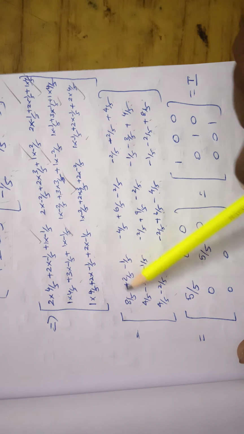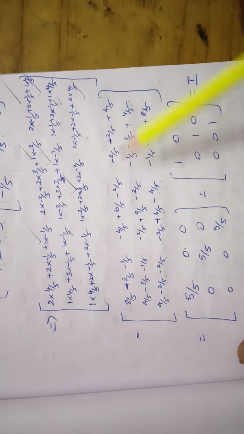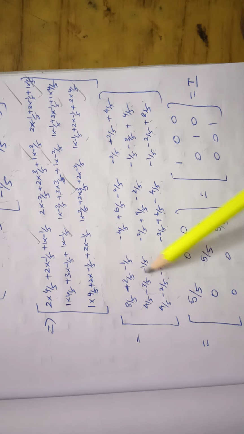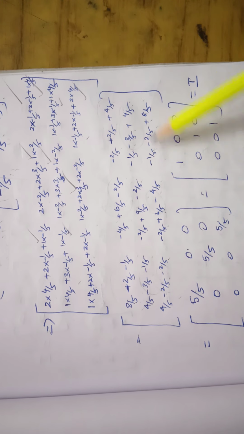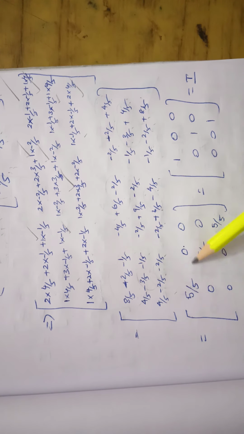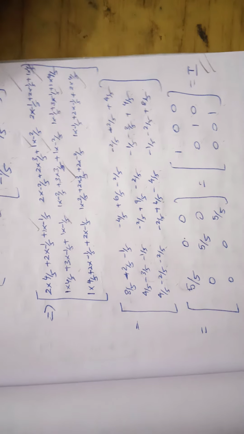So reducing this value, 5 by 5, this one is 0, this one is 0. Again this one is 0, 5 by 5, this one is 0, 0, 0 and this one is 5 by 5. So dividing throughout by 5, 5 by 5 is 1: 1 0 0, 0 1 0, 0 0 1. This is an identity matrix.